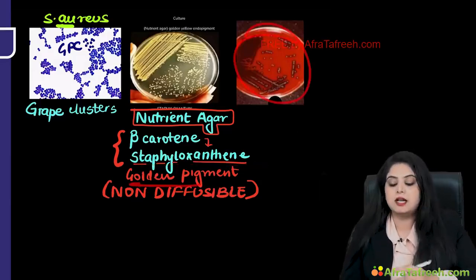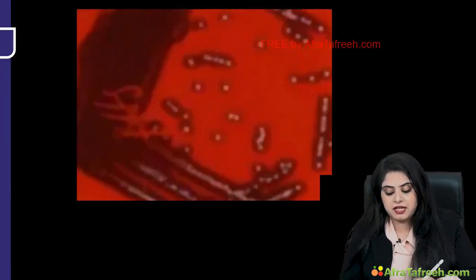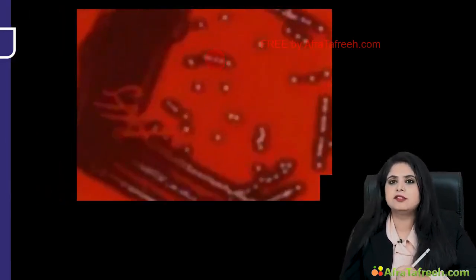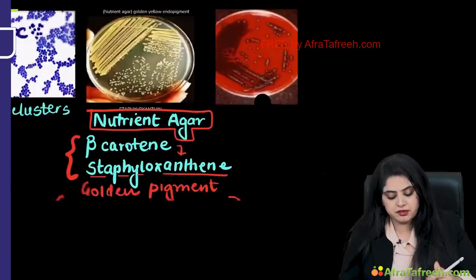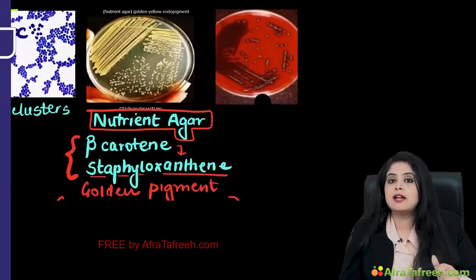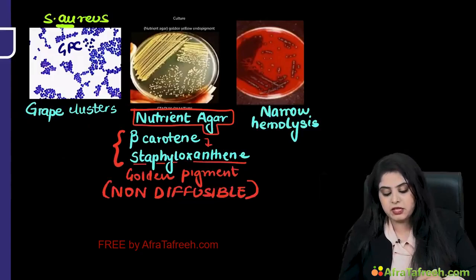Finally, coming to the blood agar. In the blood agar, I see that it has a very narrow zone of hemolysis. Hemolysis is there, but little hemolysis is occurring. So remember, it shows you a narrow zone of hemolysis. That is your blood picture that you have.